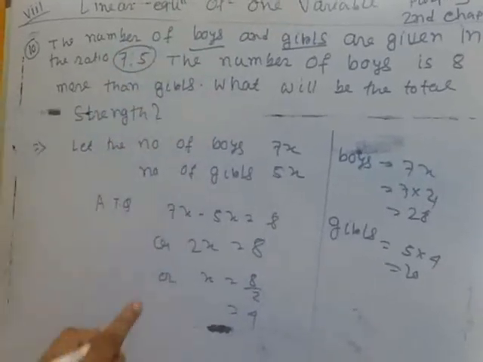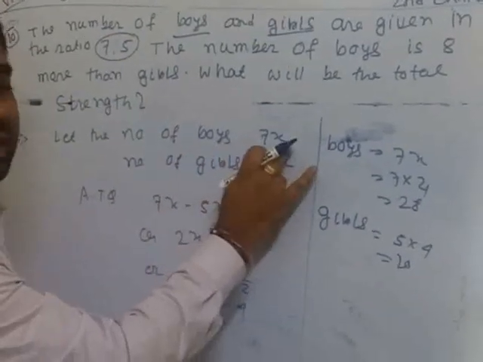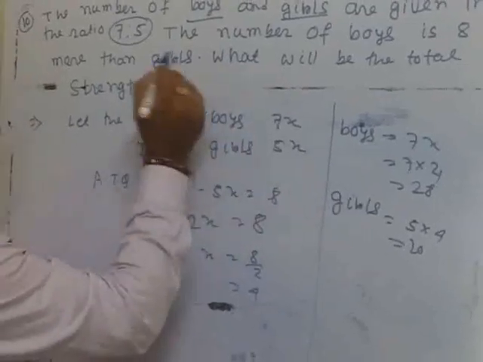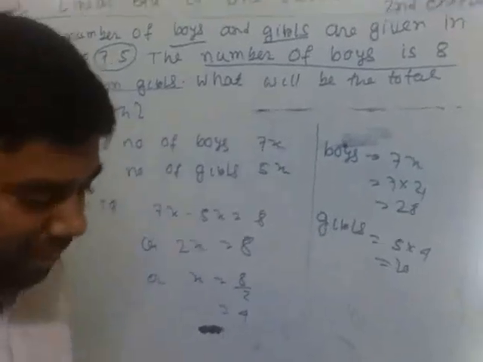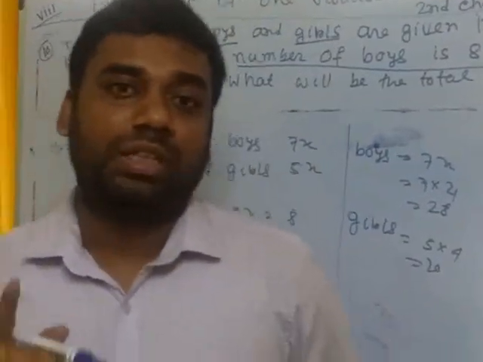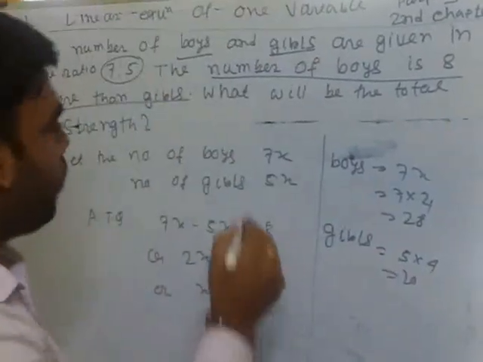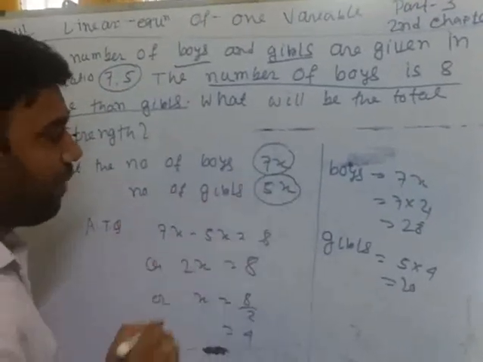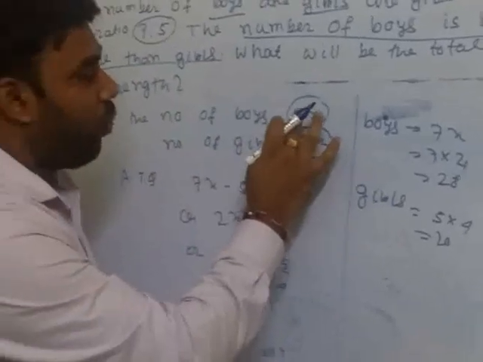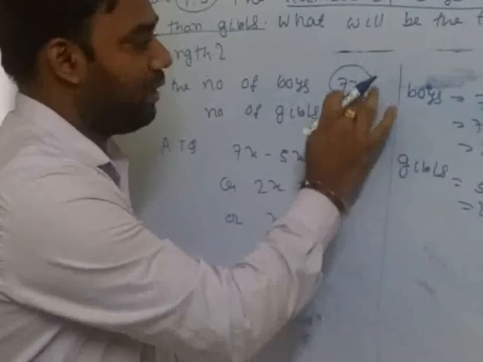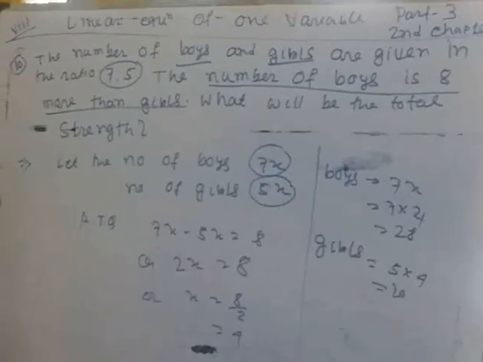As the ratio is given, we can take the number of boys as 7x and the number of girls as 5x. One condition is there: the number of boys is 8 more than the number of girls. It means in this class the difference between the number of boys and girls is 8. There are 8 more boy students than girl students.